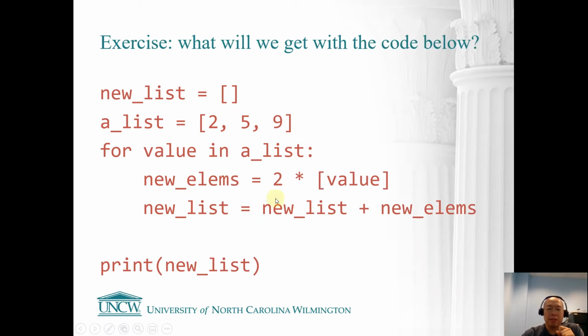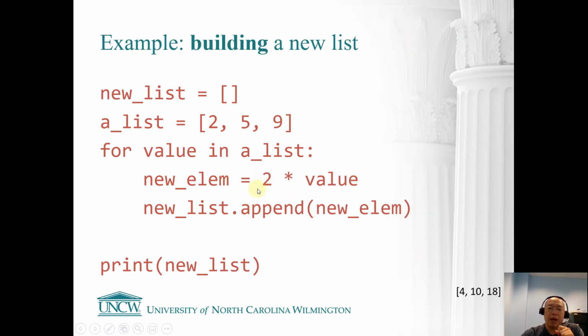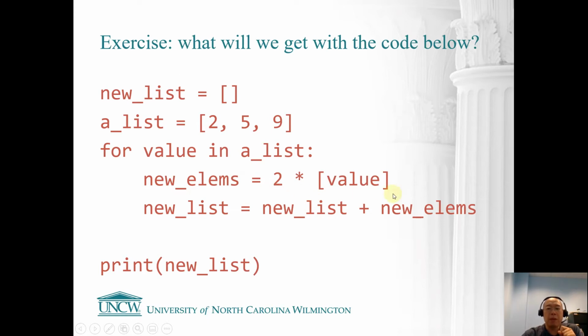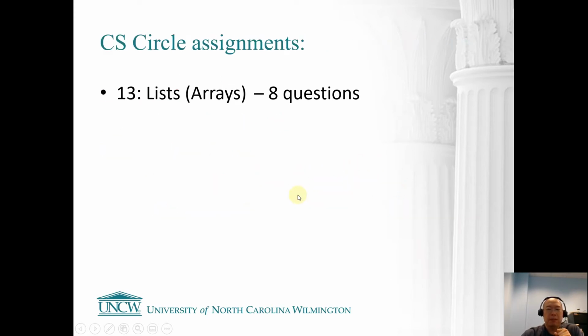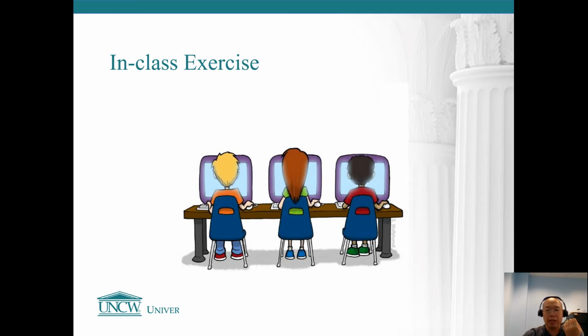The major difference is, for this one, I'm doubling the value, but for this one, I'm doubling the occurrence of the value. After today's lecture, you will be able to do section 13 of the CS Circle, and I will make another video talking about the daily exercise for today.